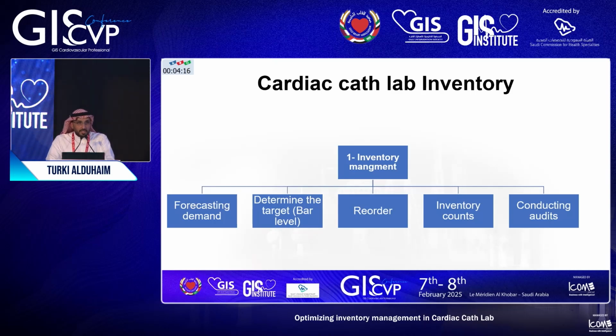Inventory counts depend again on whether you have a system. If you have a system, you will do it on a monthly basis. If it's manual, you will do it on a yearly basis or every 6 months if you have a system. If you don't have a system, maybe you will do it on a weekly basis to make sure that you will not have anything missing.